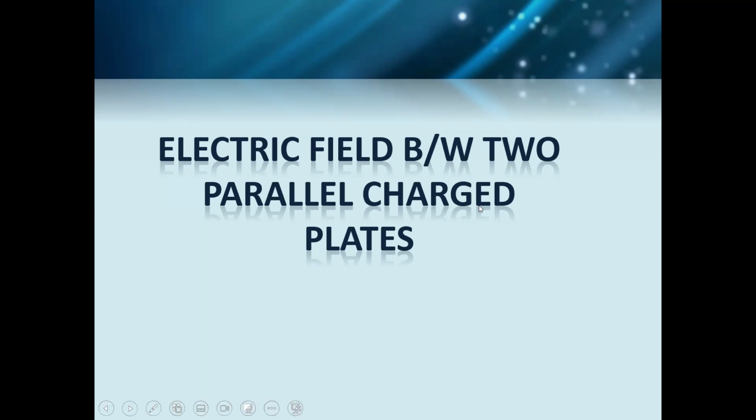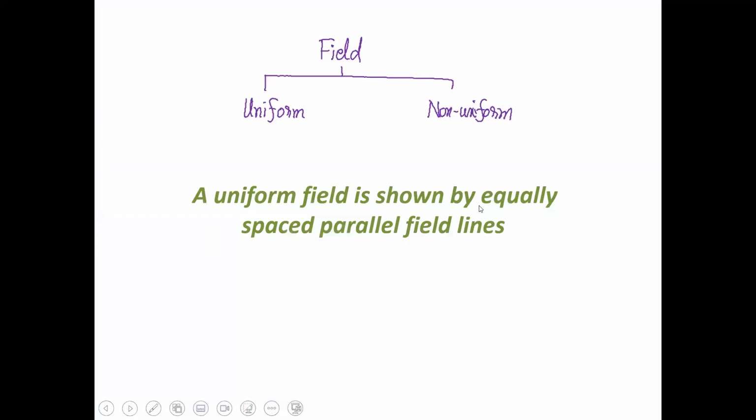So this is the idea here. We have a field, uniform and non-uniform. A uniform field is shown by equally spaced parallel field lines. This is our first concept for today.